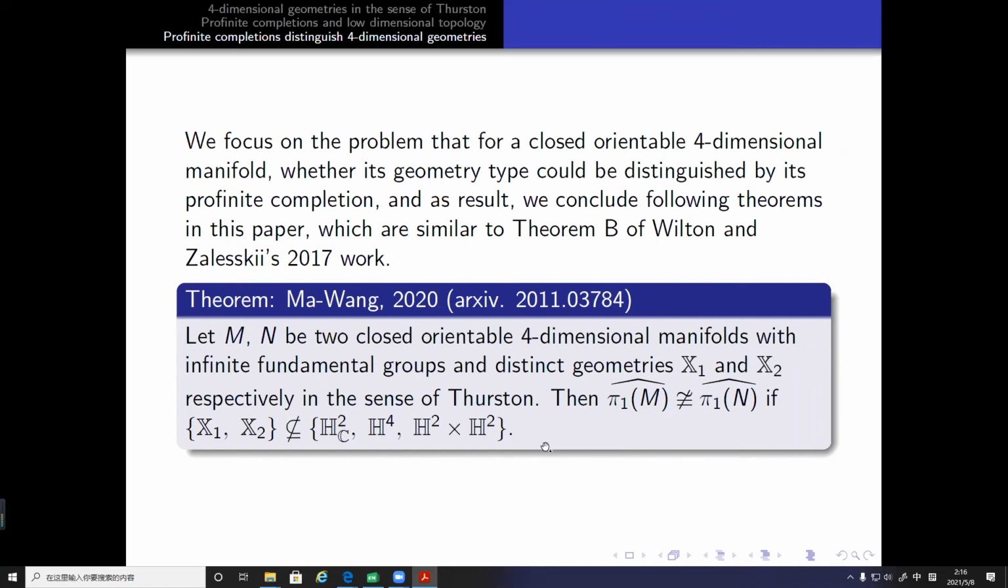But as I have said, these three types of geometries are more difficult. So we cannot distinguish any pair, for example, HC2 and HR4, and HC2 and H2 times H2. We cannot distinguish these three pairs of geometries with the profinite completions of their fundamental groups.